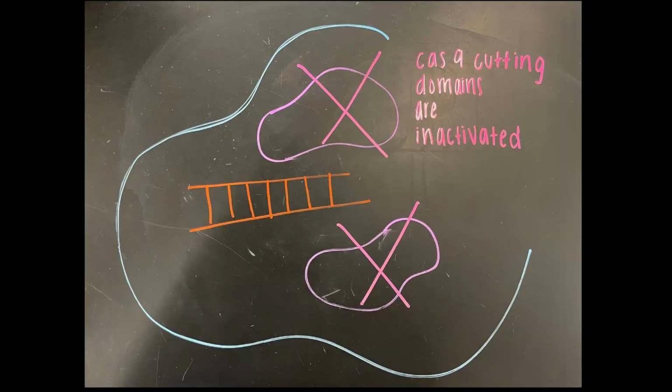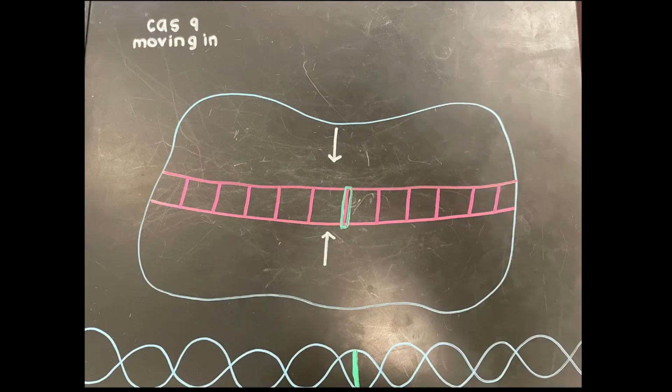CRISPR can also be used to make specific edits. To do this, one or two Cas9 cutting domains are deactivated. Cas9 then transports the enzyme to the specific DNA sequence. This causes mutations in specific DNA bases. Some examples include mutating a disease-causing sequence to a healthy one.